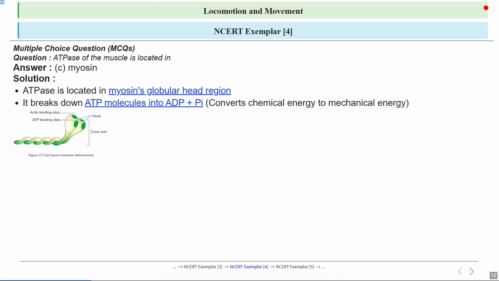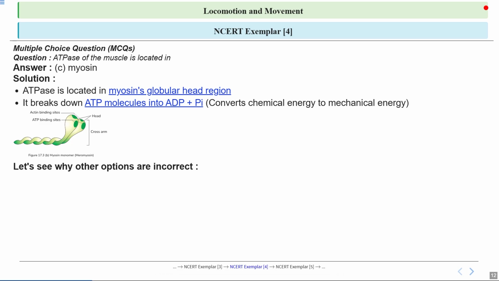So we have already talked about it. The correct answer here is myosin. You can see the head region, the cross arm region, the ATP binding site and the actin binding site. That's why the answer is C, because the question asks us where the ATPase of the muscle is located. So it is located in the myosin head, which we can see in this diagram.